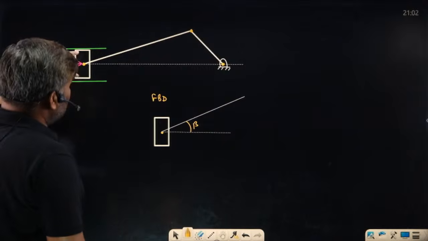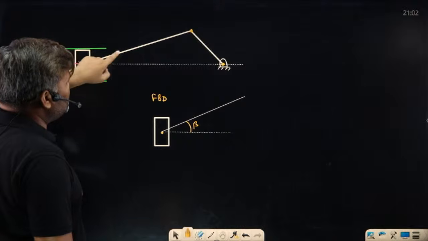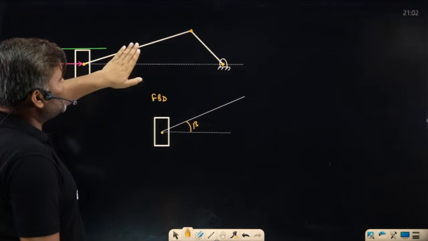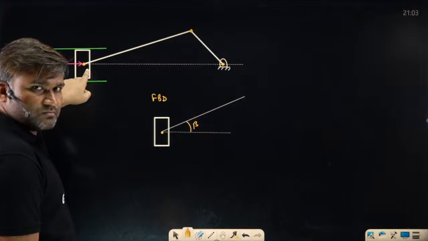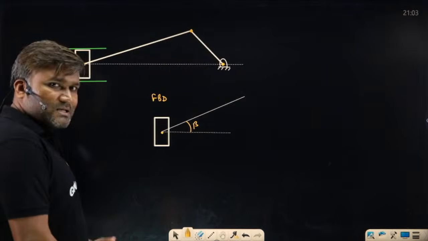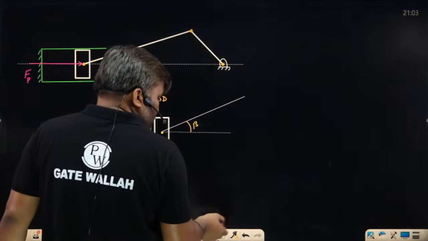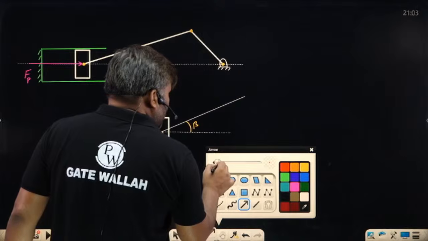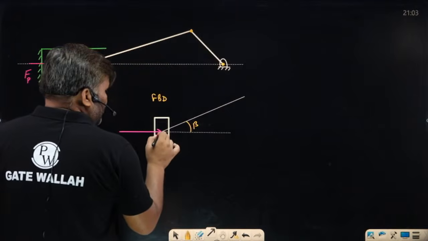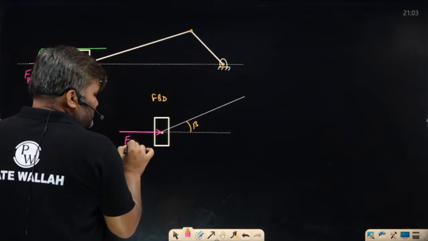So what is the meaning of free body diagram? First of all, detach the piston from every connection. It is connected to the connecting rod, so the connecting rod will apply some force on it. It is also in connection with the cylinder, so the cylinder will also apply some contact force in the normal direction. So on this piston, how many forces are acting? On this piston, piston effort is acting. We just calculated it. In the GATE examination, this will be directly given.